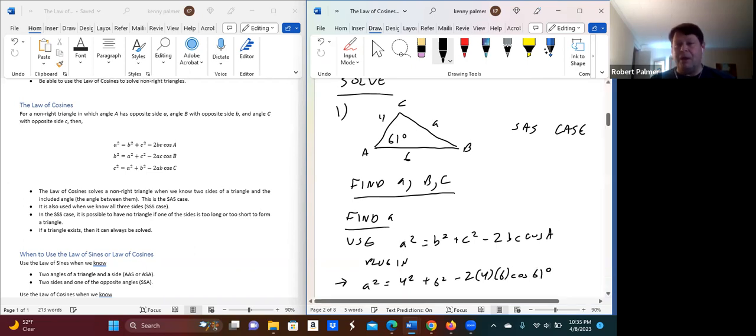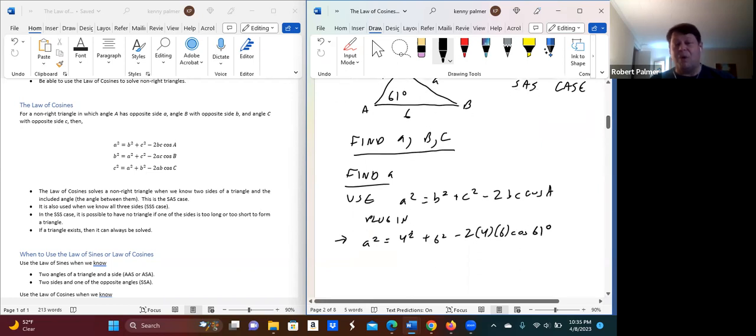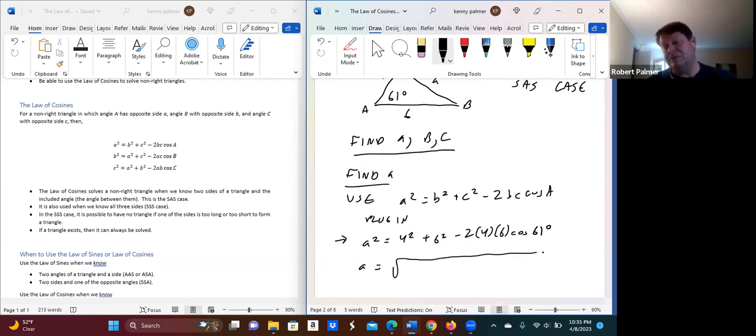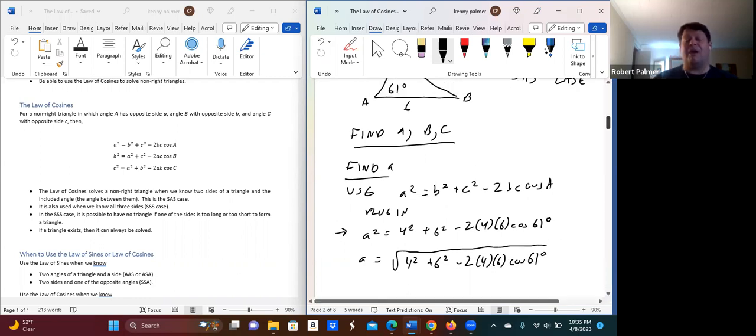Okay, now the best thing to do is probably just put all this into Desmos or into your calculator. In fact, also probably the best thing to do is to just take the square root of all of this. So 4 squared plus 6 squared minus 2 times 4 times 6 times the cosine of 61 degrees. That's the most straightforward thing. That way the calculator carries all decimal places. You don't have to worry about inaccuracies and rounding off at each step. Okay, let's do that then.